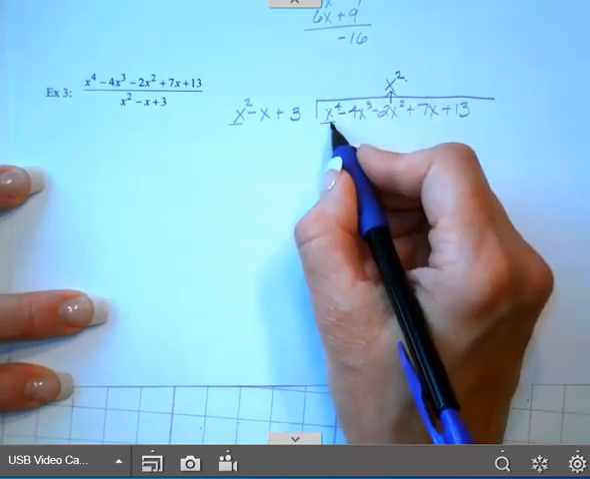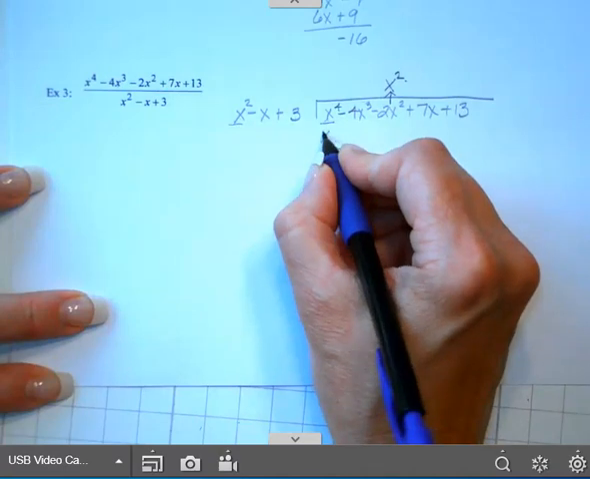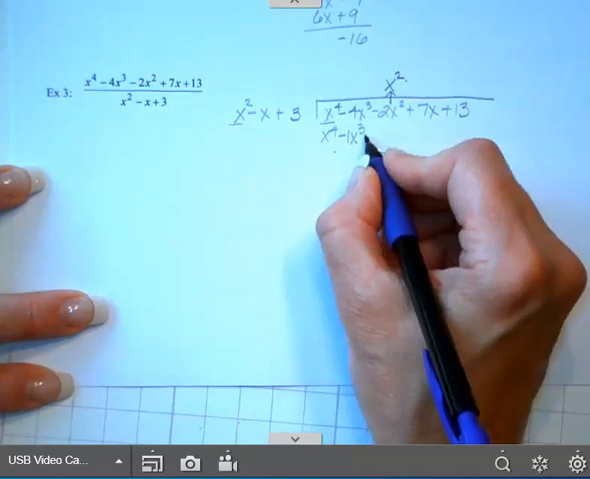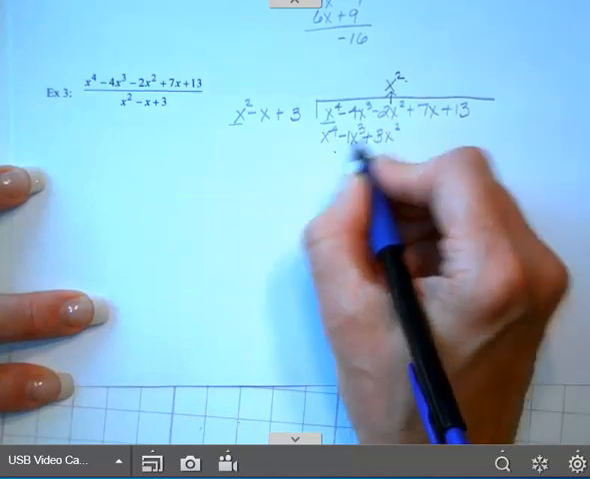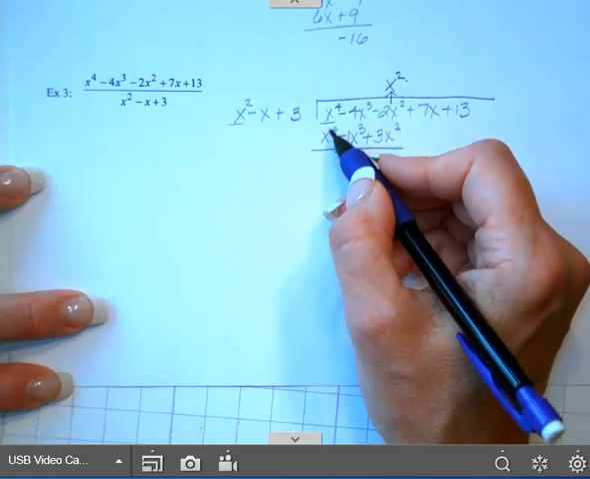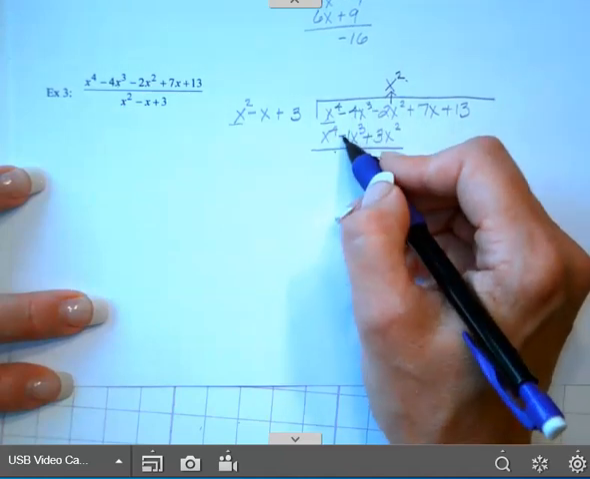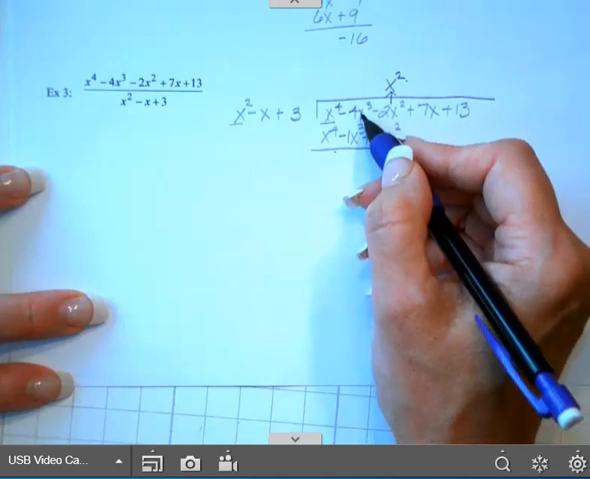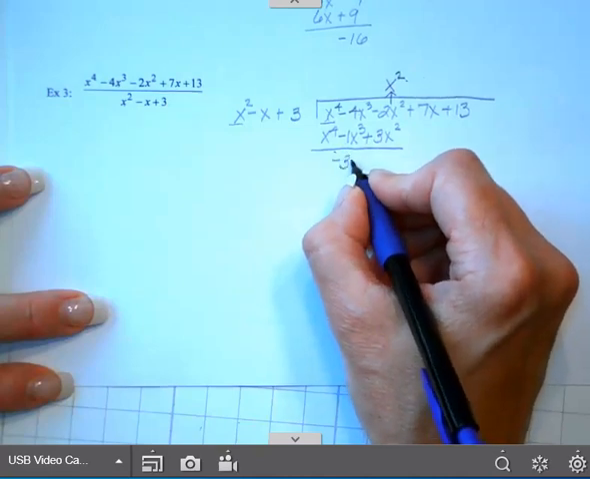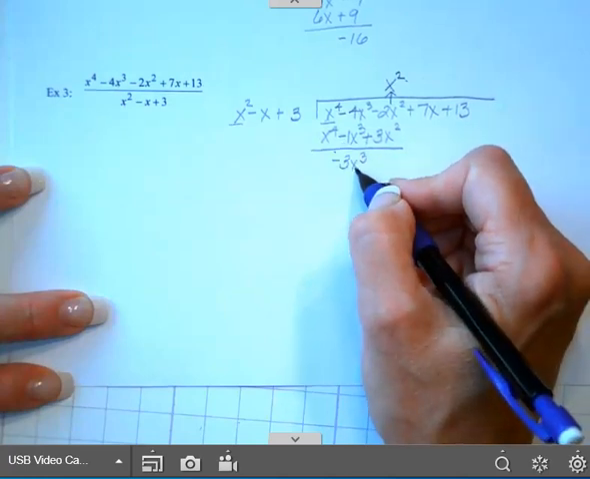I have to get rid of the term on the left first. So I multiply x squared with all 3 of those. That gives me x to the 4th minus 1x to the 3rd plus 3x squared. And then I'm going to subtract. X to the 4th minus x to the 4th is 0. Negative 4x to the 3rd minus a minus becomes plus. So negative 4 plus 1 gives me a negative 3x to the 3rd.